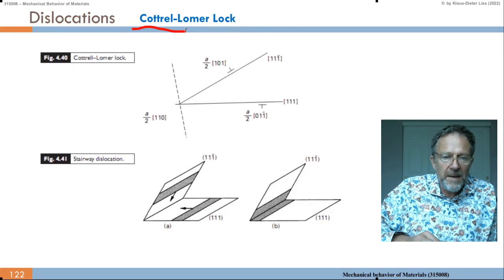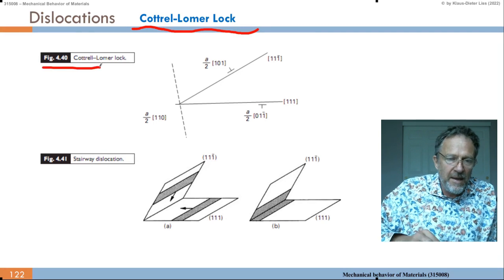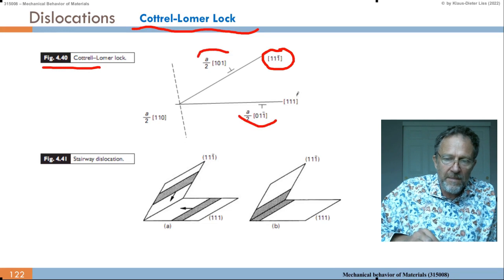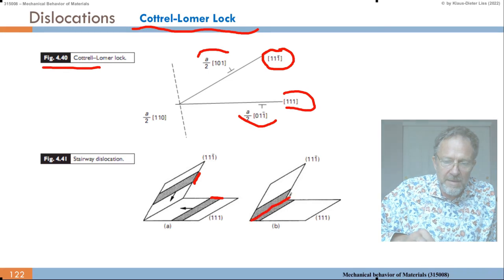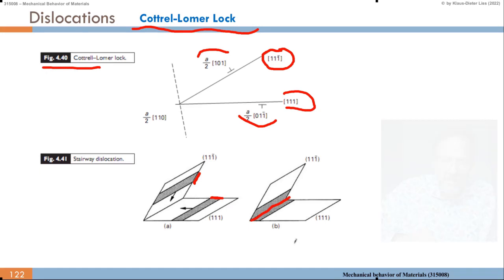Another interesting aspect is the Cottrell-Lomer lock, or Lomer-Cottrell lock. You find both. So here the Cottrell-Lomer lock, where we have a dislocation on one plane, so on the 1, 1, minus 1 plane. So we have a full dislocation here, and we have a full dislocation there. Accordingly on the 1, 1, 1 plane, and they can split into partials. So two partials in the extended dislocation, they split as shown before, and eventually they move to each other, and then they interact at the corner where the two planes meet together.